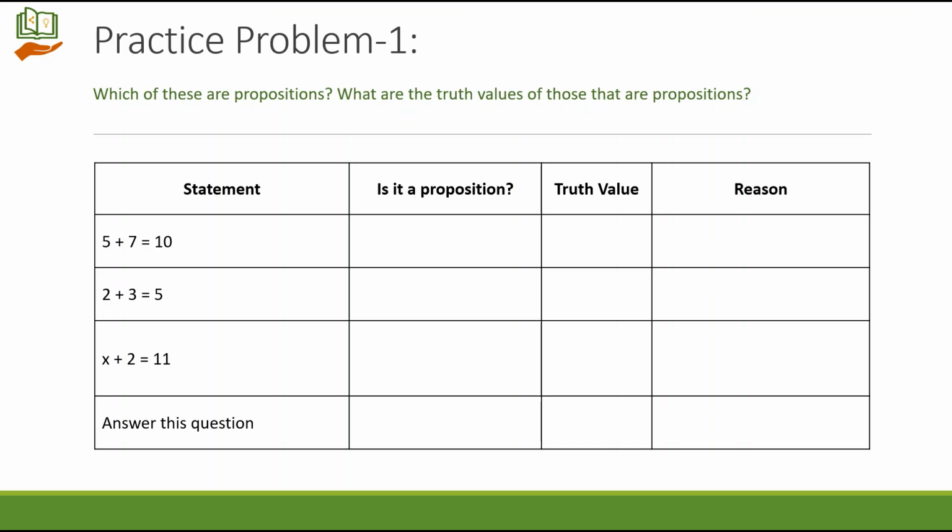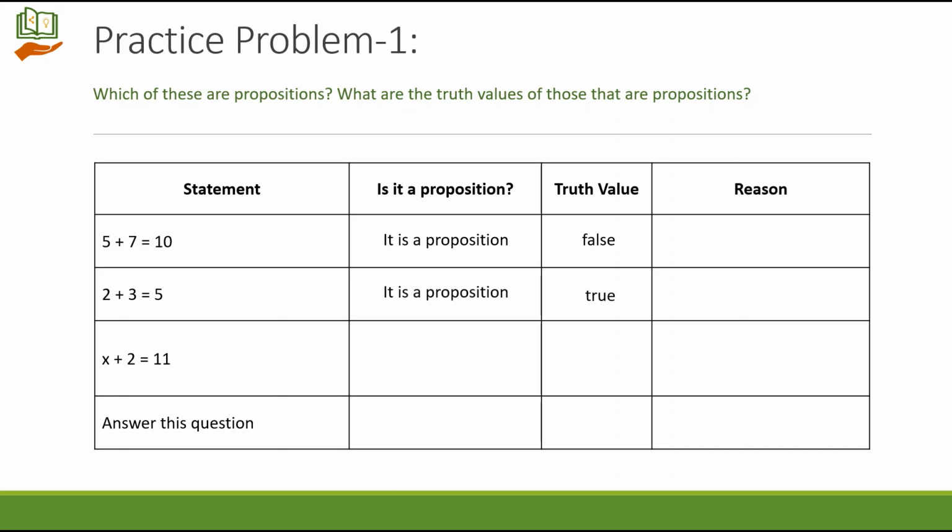So let's start with 5 plus 7 is equal to 10. Is it a proposition? Yes, it's a proposition because you are just expressing some left hand side is equal to some right hand side. What is the truth value? 5 plus 7 will give you 12 actually, but here it is 10. So the truth value will be false. And what about the second statement? 2 plus 3 is equal to 5. When you add 2 and 3, you will definitely get 5. And so this is a proposition and the truth value is true.